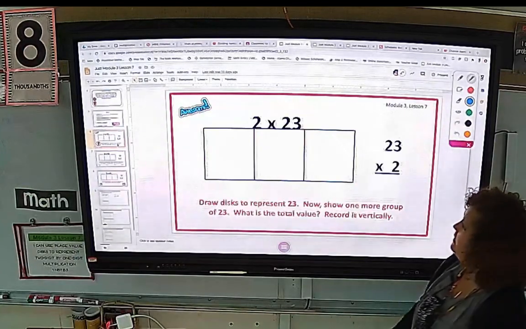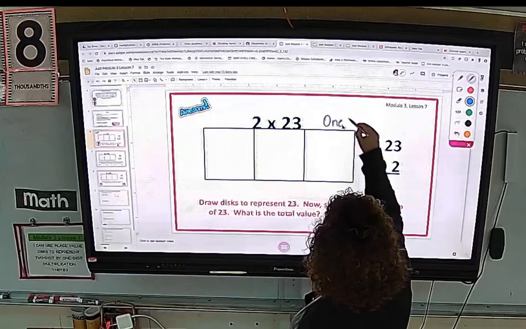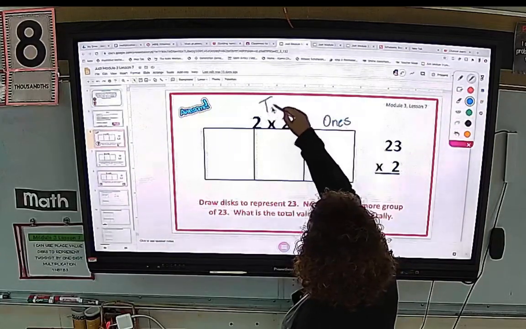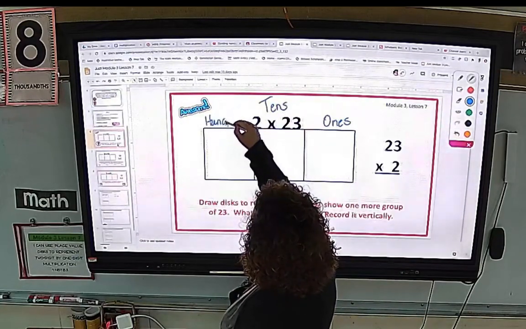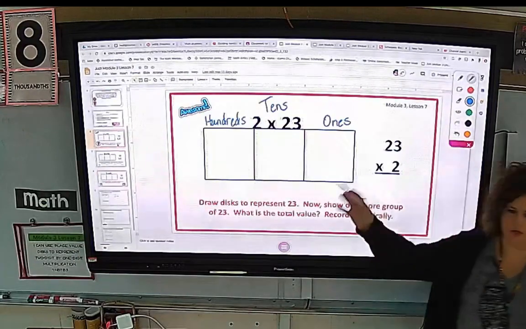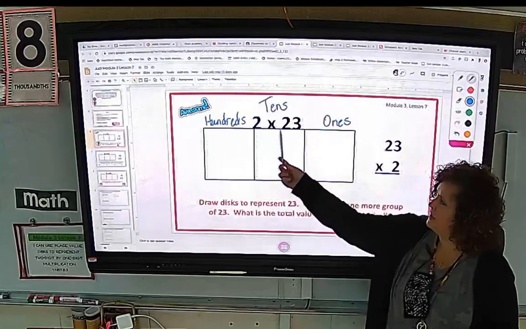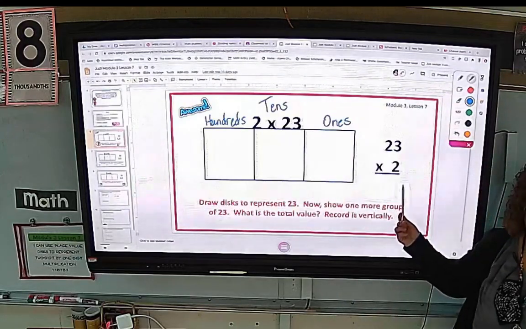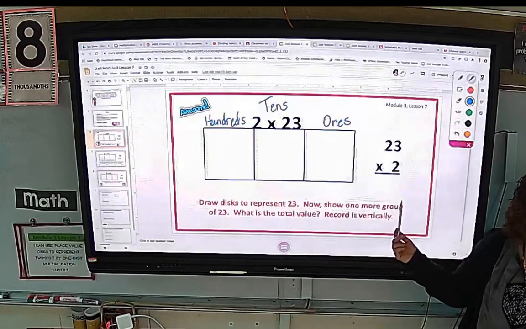So we have a small place value chart with our ones place, our tens place, and our hundreds place. And right now, that is enough. It wouldn't matter if this was a lot bigger chart, but that's enough for right now. And we have our multiplication problem 2 times 23, and they've also written it vertically like this, because this is how we're going to start seeing things a lot, like this, okay?